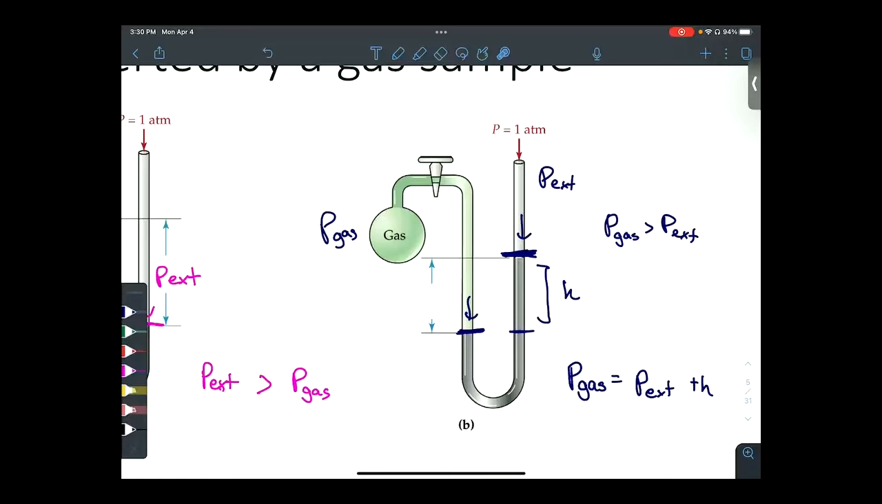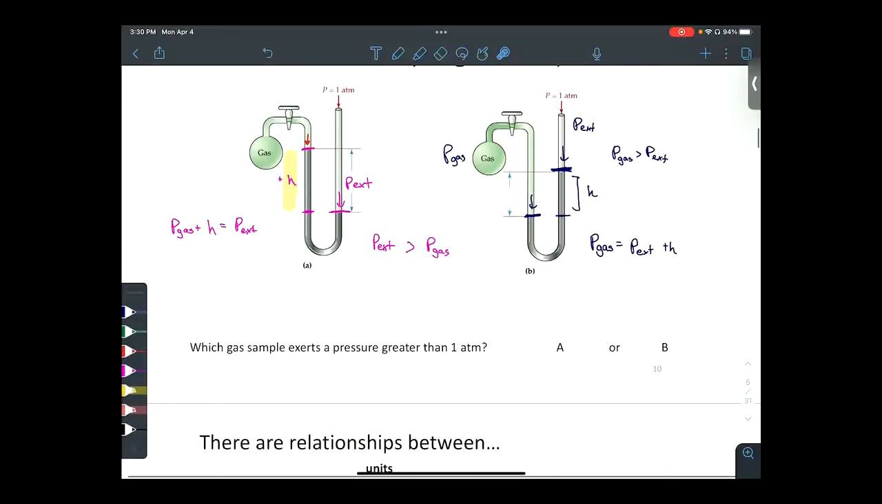Again, remember, gases are always trying to equalize the pressure being exerted on them from their surroundings. In these examples, it's not always external pressure, 1 atm, being exerted on it. Sometimes it's also a pressure or force coming from the manometer itself. So I guess the question down here: which sample exerts a pressure greater than 1 atm? Which one has a P gas of more than 1 atm, A or B?